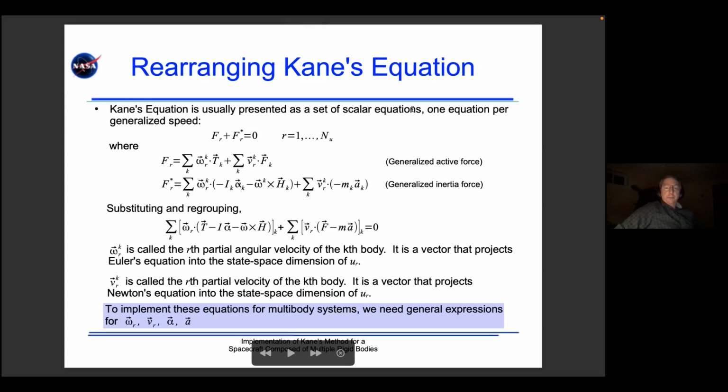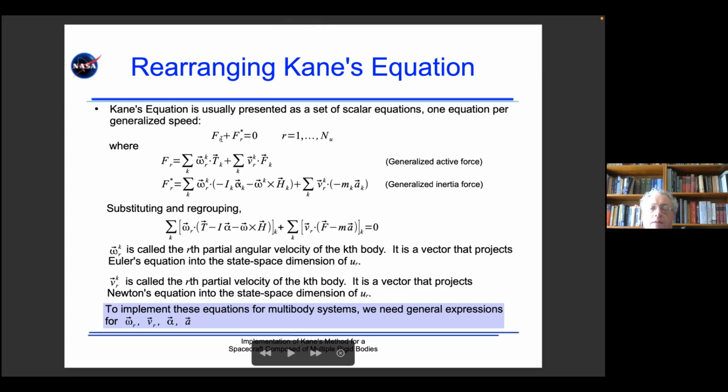So Kane's equation, can you see my cursor here above the first equation? Yes, yes, I can see it.